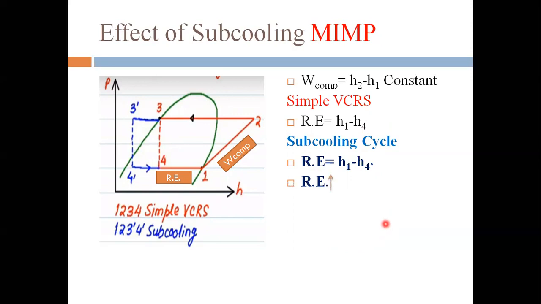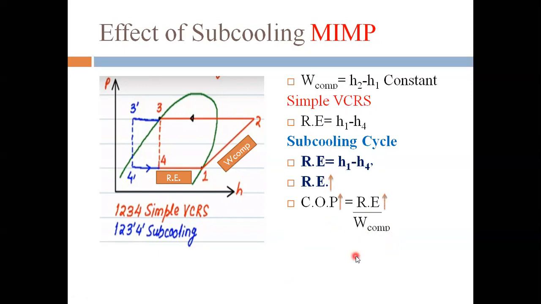Refrigerating effect is increasing because we are having more refrigerating, that is the blue line there. So we will have more refrigerating effect by doing the subcooling. Now what is COP? COP, we know, is refrigerating effect divided by W compressor. So in this case, we are having more refrigerating effect in the cycle with subcooling. So here refrigerating effect is increasing.